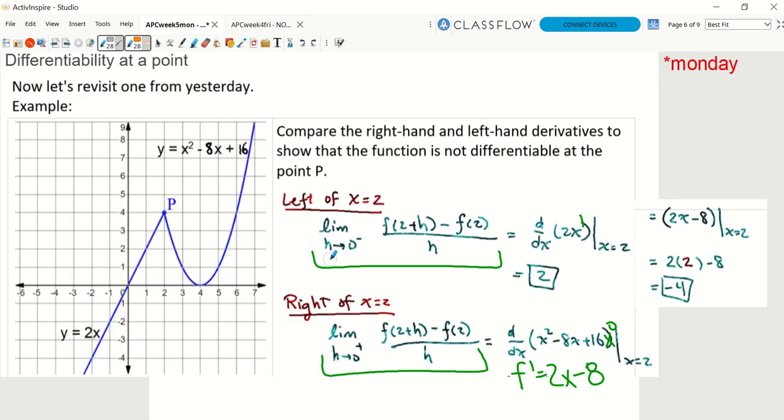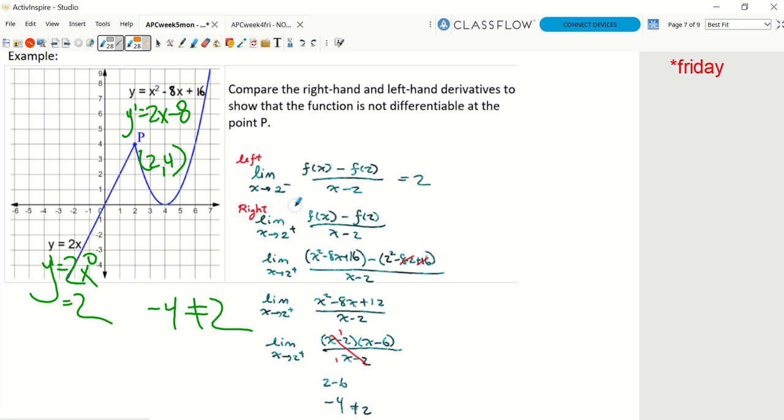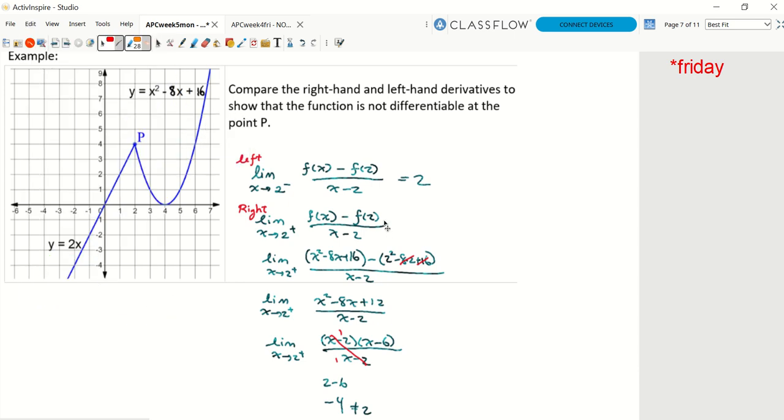Last example is right here. This was the original function from the original example from last week. So last week on Friday, we can see this is continuous, so it passes the continuity test. But we can see that it does not pass the tilt. It has a tilt issue basically. So we know that this is not differentiable at x equals 2.